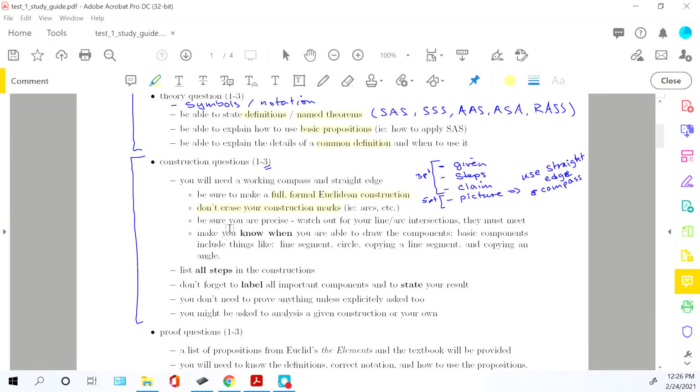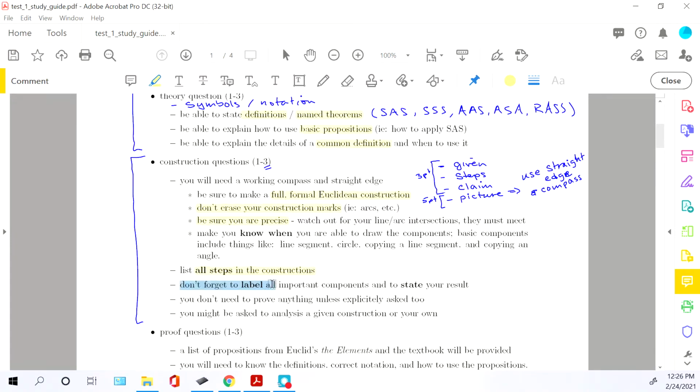The other thing that I look for is actual accuracy. So if you were asked to construct an equilateral triangle, I'll check, did you actually get an equilateral triangle? This is where I would take a compass, set it to the length of one of your sides, and then check to make sure that's the same for all of your sides in an equilateral triangle. Now, in terms of dealing with the steps, make sure you list them all out.